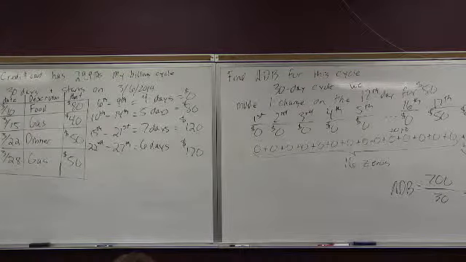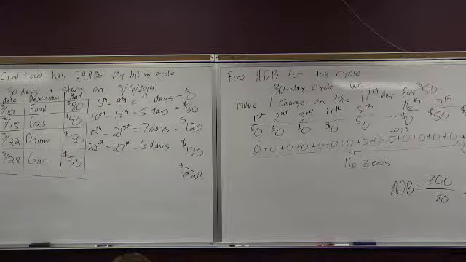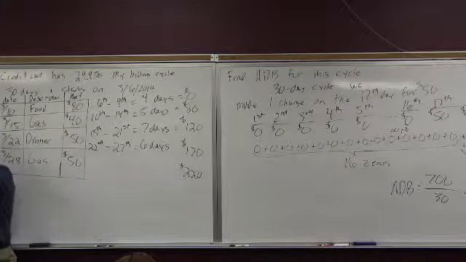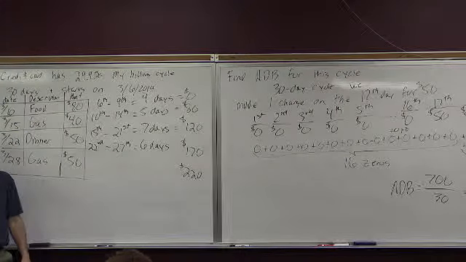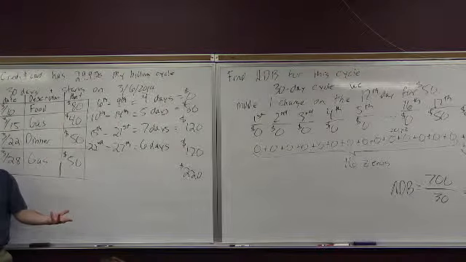What's my next number? How many days did that last? It's a 30-day cycle, so it has to be a total of 30 days. How many days do I have so far? 22. So it's gotta be 8 days, okay?